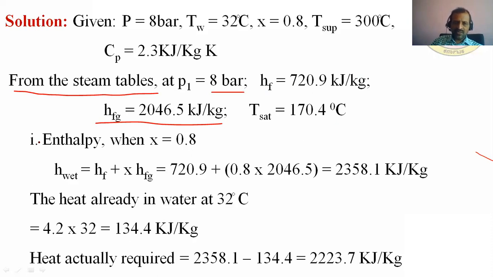So the first one, find out enthalpy, the amount of heat supplied when X is equal to 0.8, when the dryness fraction is 0.8. So when there is wet steam, you know the formula is H wet is equal to HF plus X HFG.